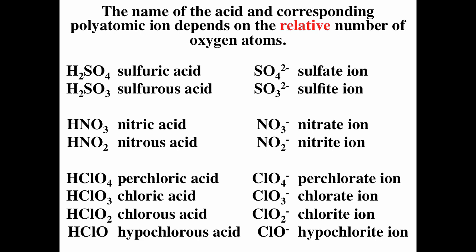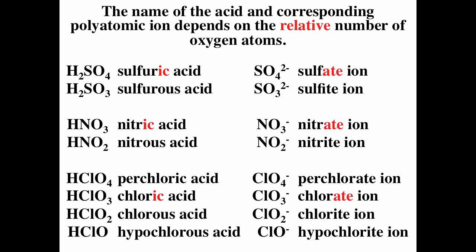You should also recognize that the charge isn't changing. The perchlorate ion has 4 oxygen, has a -1 charge. The hypochlorite has 1 oxygen, still has a -1 charge. The oxidation state of the chlorine does change. But the naming depends on the relative number of oxygen, not the absolute number of oxygen.